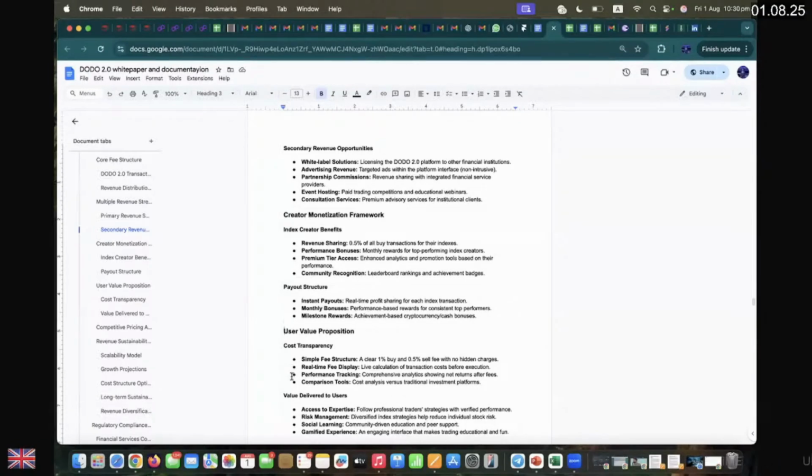Performance tracking. Comprehensive analytics showing net results after the fees. Comparison tools. Cost analysis versus traditional investment platforms. So there will be comparison tools also. There will be AI built in with which you can compare, for example, if you bought Apple stock 10 years ago and you are still holding it right now, but you bought an index in Dodo 2.0 2 months ago and you have made this much revenue, this much profit. This is how you can do comparative analysis using our AI tool.